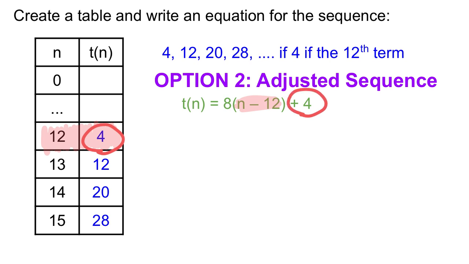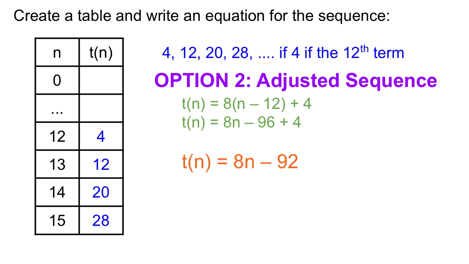From here, I'm just going to do PEMDAS. So I'm going to do 8 times n and 8 times 12, which gives me 8n minus 96. And then I combine the negative 96 and the 4 together, and I get negative 92. It doesn't matter whether I use substitution or whether I use this adjusted sequence. Either way, I come up with the same equation for this example.